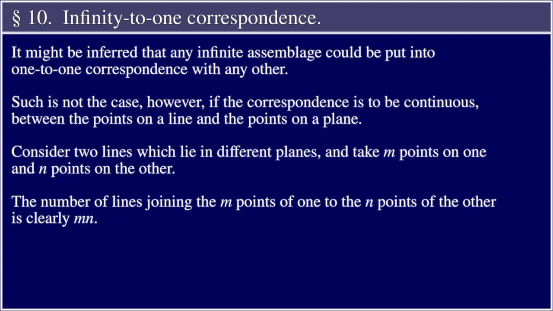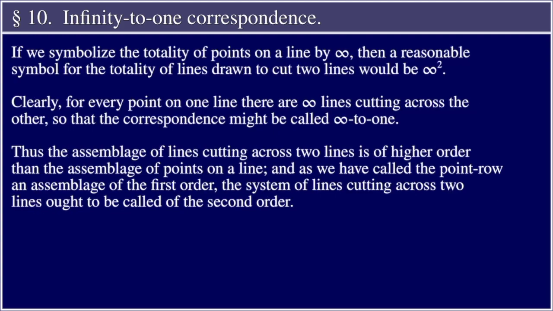The number of lines joining the m points of one to the n points of the other is clearly mn. If we symbolize the totality of points on a line by infinity, then a reasonable symbol for the totality of lines drawn to cut two lines would be infinity squared. Clearly, for every point on one line, there are infinite lines cutting across the other, so that the correspondence might be called infinity to one.